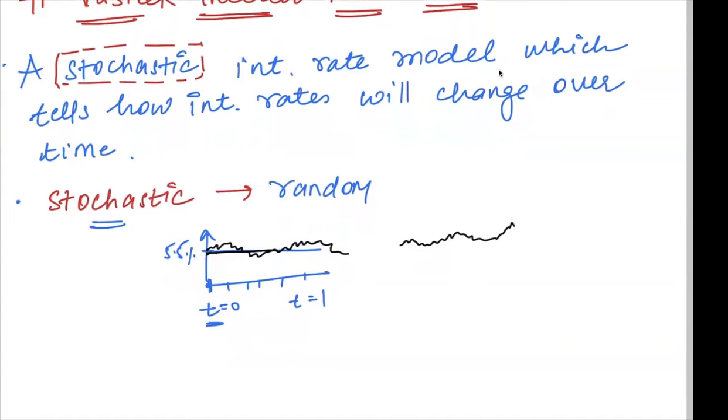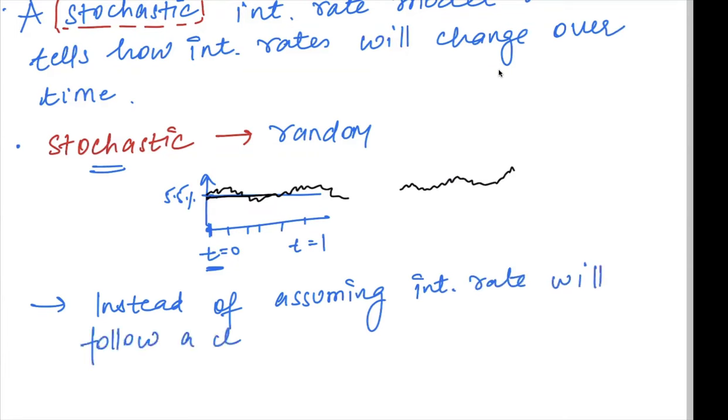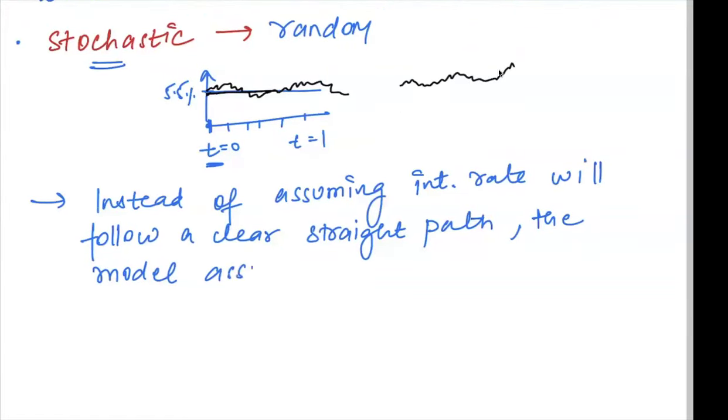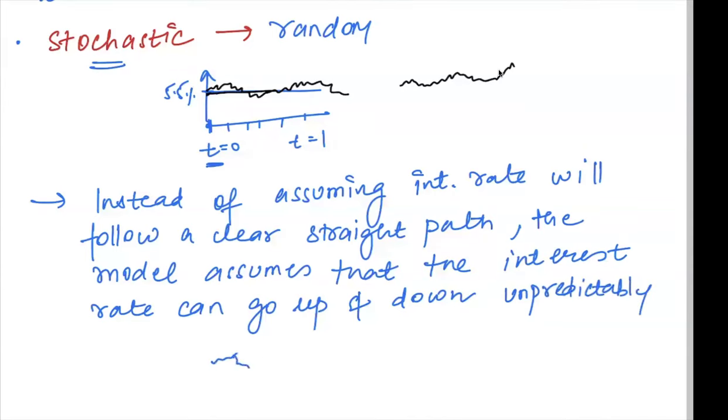So instead of assuming the interest rate will follow a clear straight path, the model assumes that the interest rate can go up and down unpredictably. Sometimes it can go up, it can go down, it can go up, down. That is why we say this is stochastic, because it is totally random.